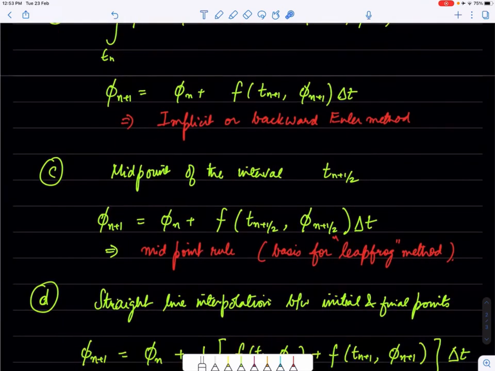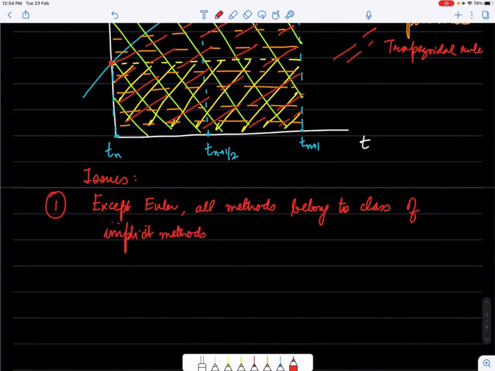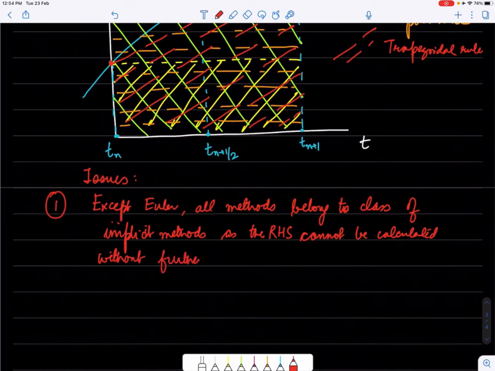The few issues with each of these methods are as follows. The first issue is that except Euler, the forward Euler I should say, all methods belong to a class of implicit methods. And I'm saying this because the right hand side cannot be calculated without further approximation or iterations. So there is no direct solution without further, you can say, approximations or iterations.